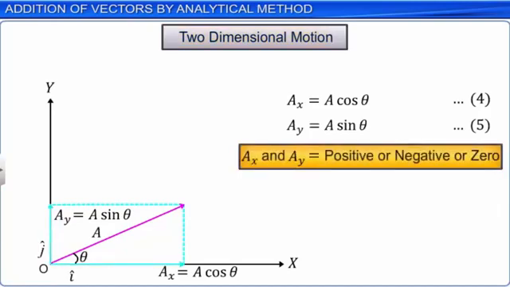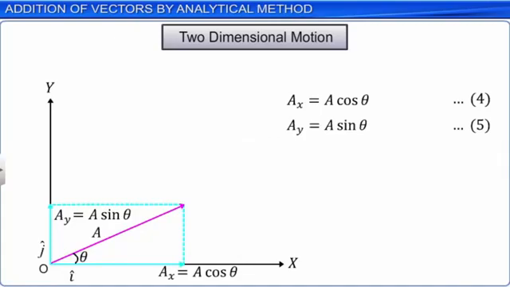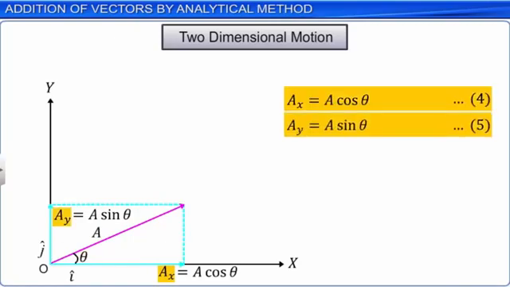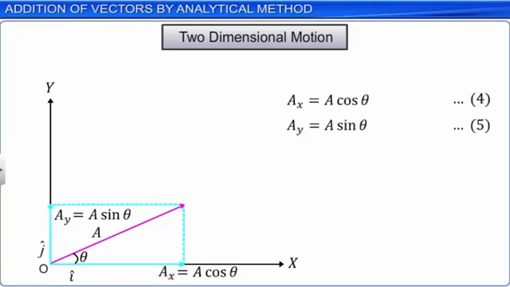A can be specified by its magnitude and theta, or its two components AX and AY. When A and theta are given, AX and AY can be determined using equations 4 and 5. When AX and AY are given, you can find A and theta as shown here. Now, let us solve a simple problem to understand the procedure associated with this method.